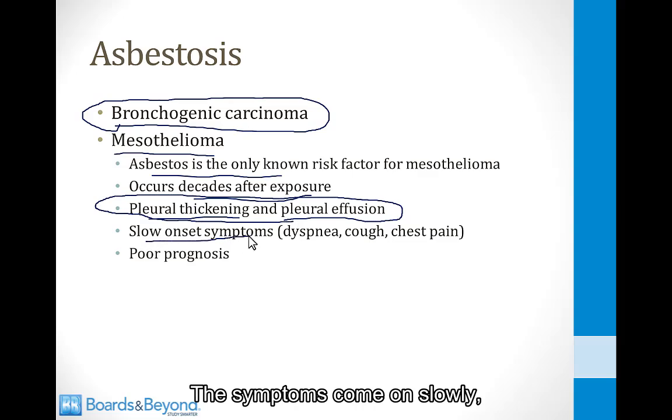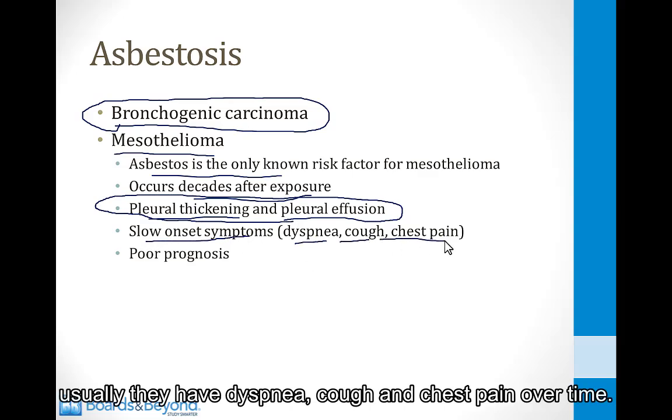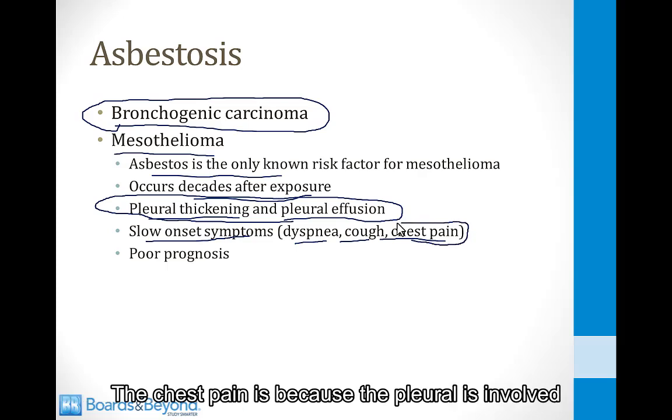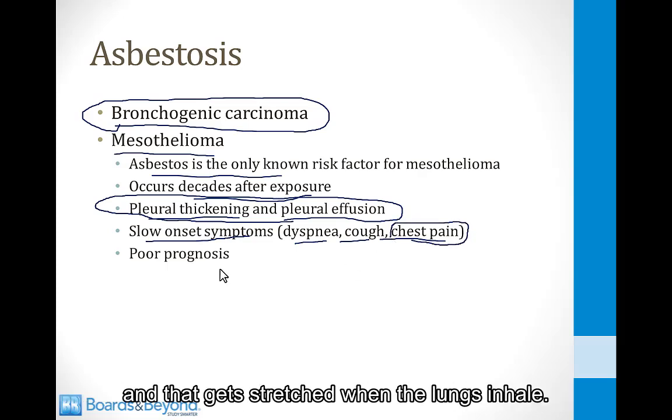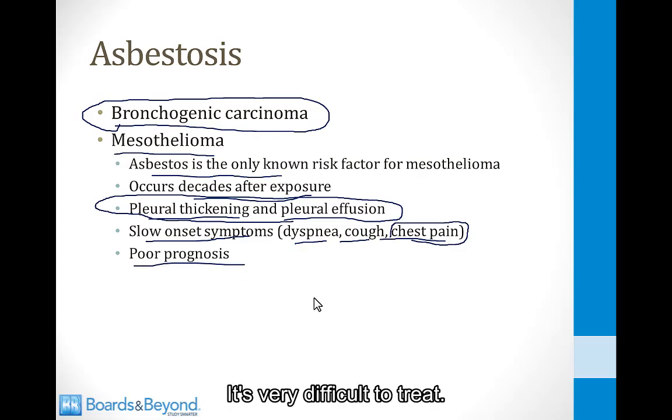The symptoms come on slowly. Usually they have dyspnea, cough, and chest pain over time. The chest pain is because the pleura is involved, and that gets stretched when the lungs inhale. And this has a very poor prognosis. It's very difficult to treat.